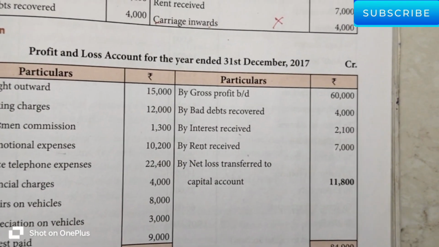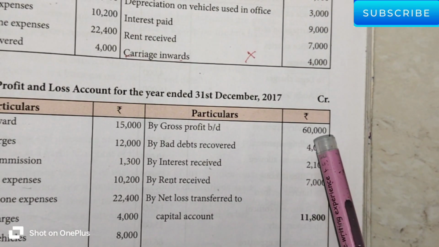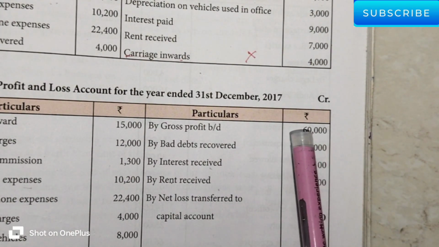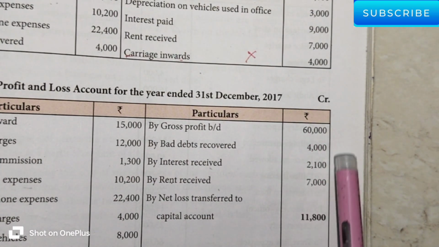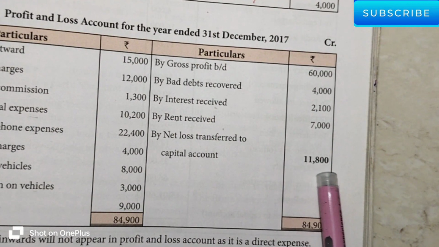Okay, then which side has the lesser value? The credit side has the lesser value. So we have to find the difference. For that you have to add all the values from the credit side, then subtract from 84,900, and you will get 11,800.